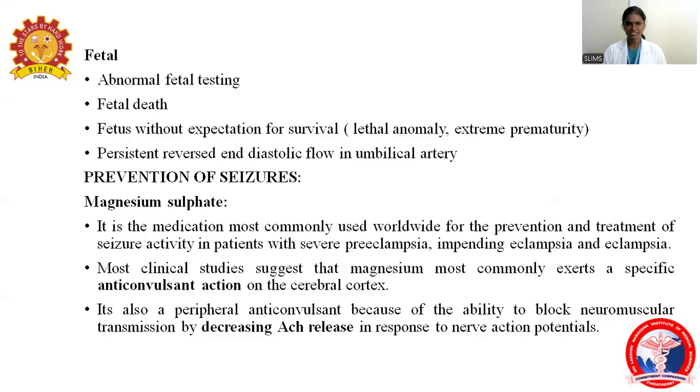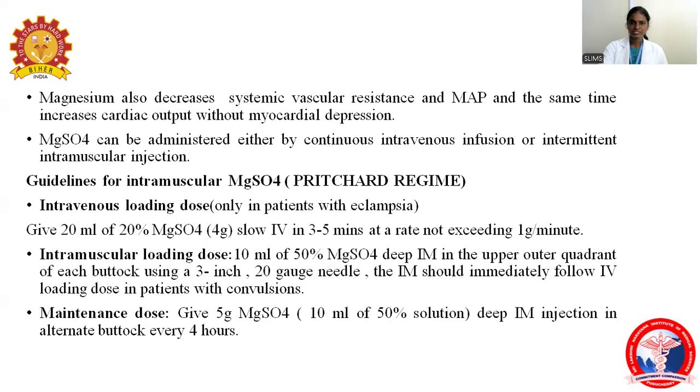Next is prevention of seizures. For prevention of seizures, the most common medication we are using worldwide, especially in preeclampsia patients, is magnesium sulfate. We can use it in patients with severe preeclampsia, impending eclampsia, and eclampsia also. Most clinical studies suggest that magnesium exerts a specific anticonvulsant action on the cerebral cortex. It is also a peripheral anticonvulsant because of the ability to block neuromuscular transmission by decreasing acetylcholine release in response to nerve action potentials.